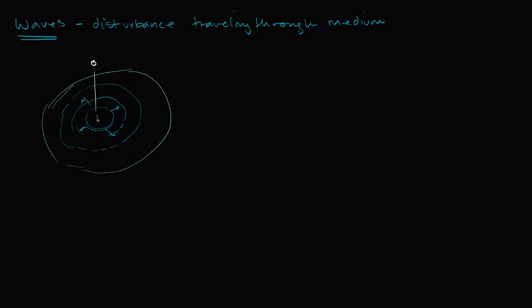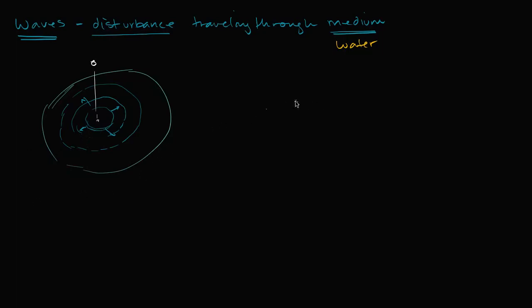So we have this disturbance traveling through the medium. What's the medium here? Well, the medium here is the water. And the initial disturbance was the rock disturbing that water, but then that water disturbed the water around it, which disturbed the water around it, so that disturbance kept traveling through the medium. And we can give other examples of this.